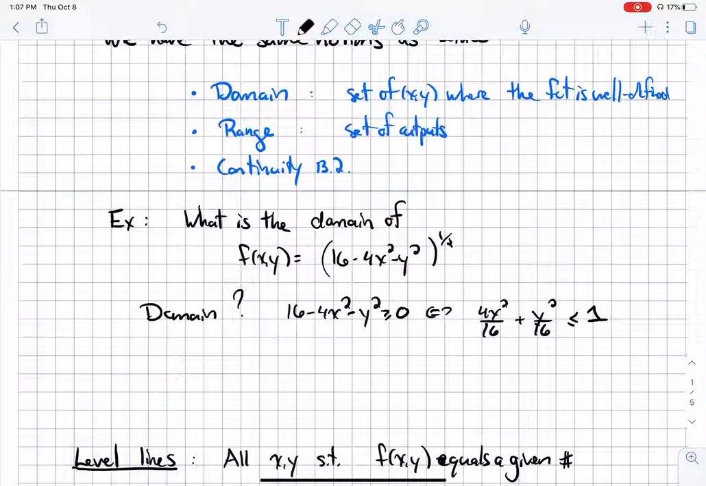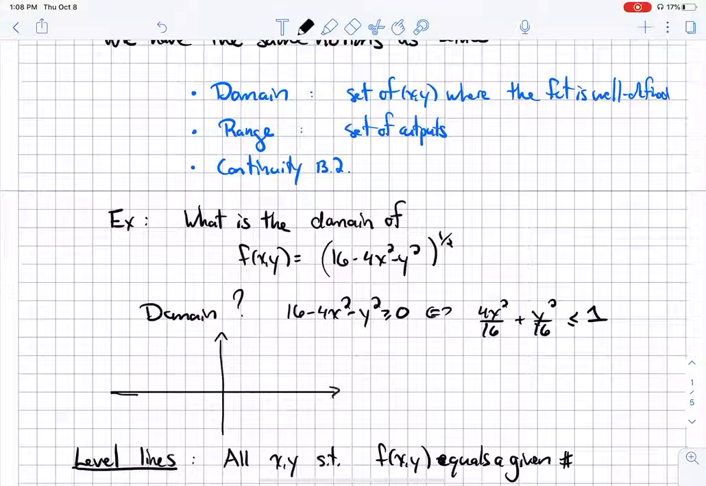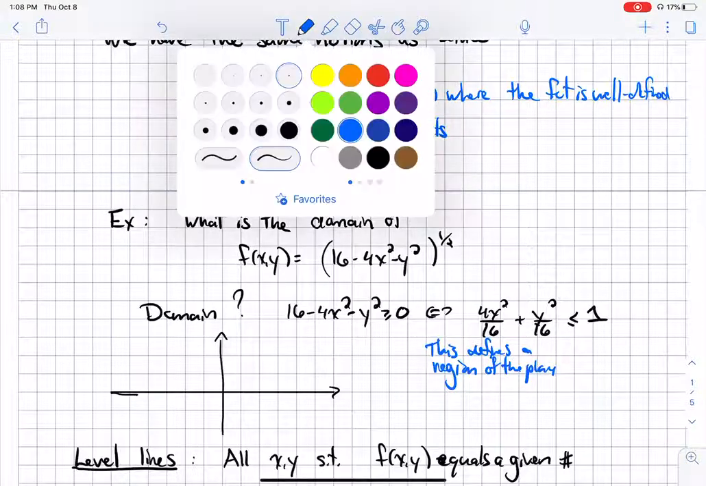It's a region of the plane now. This defines a region in the plane where all the outputs of the function are well defined. So this defines a region of the plane. And what's that region?